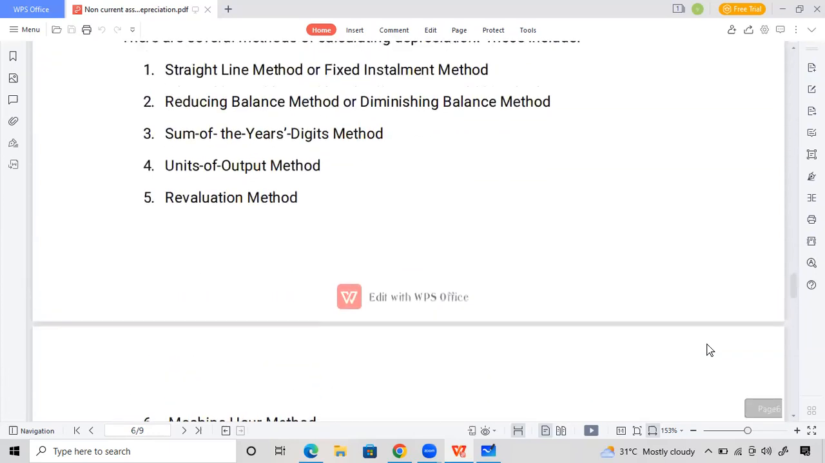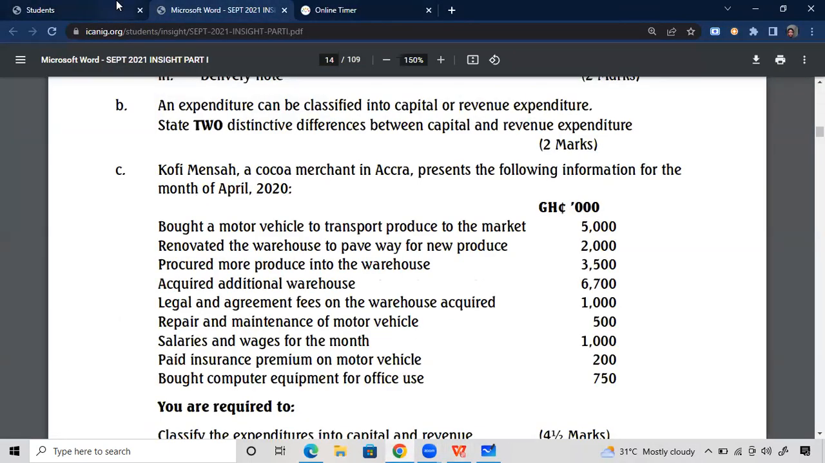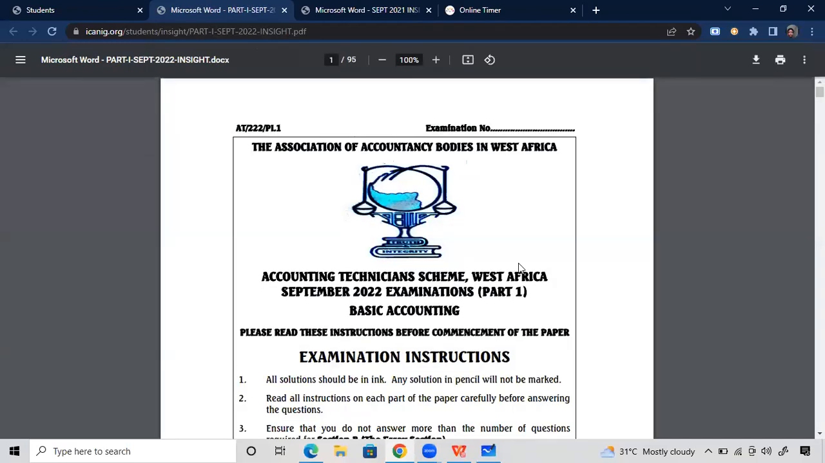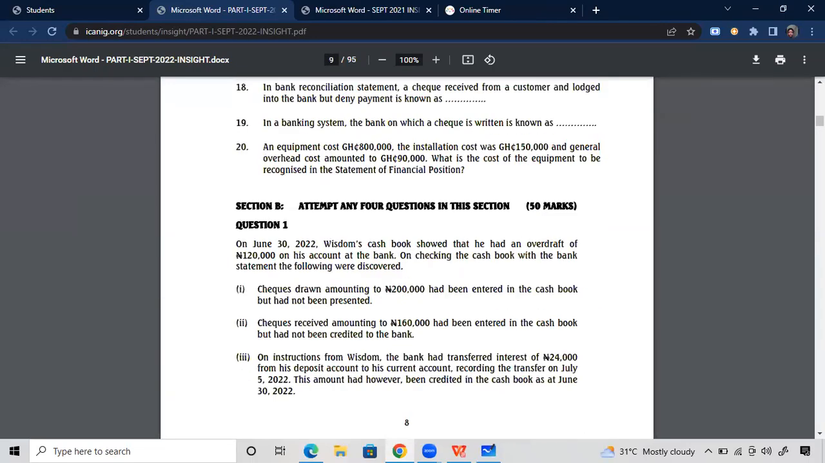So we'll have a look at this now before we proceed. Have a look at these methods before we start talking about each one of them. Because in the exam sometimes, and I think even in the last diet, the examiner asked a question about what are the methods of depreciation.